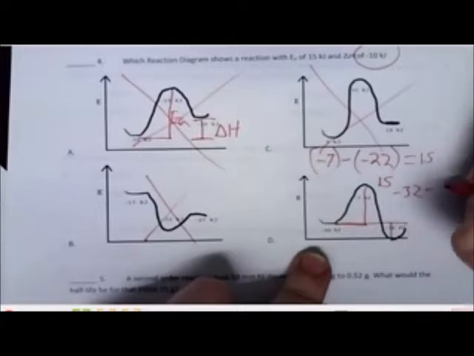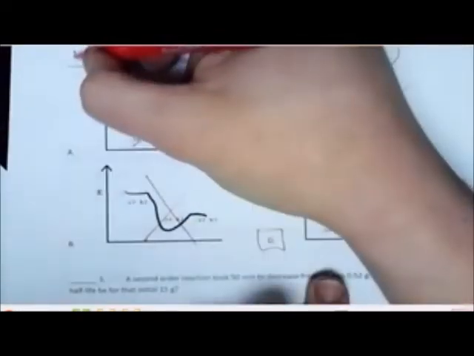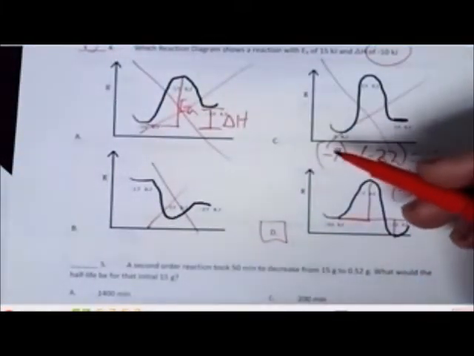The difference between -22 and -32: -32 minus -22 is -10. So the correct answer is D. Don't be thrown off by this. This is incredibly easy if you know what you're reading. This is where you have the transition state up here. There's your reactants. There's your products.